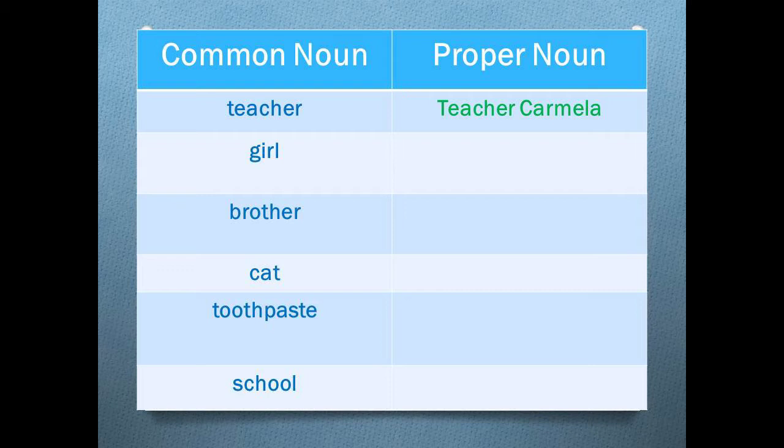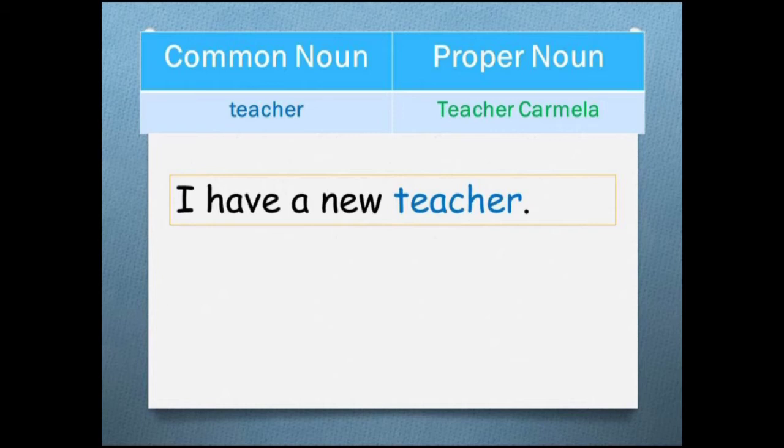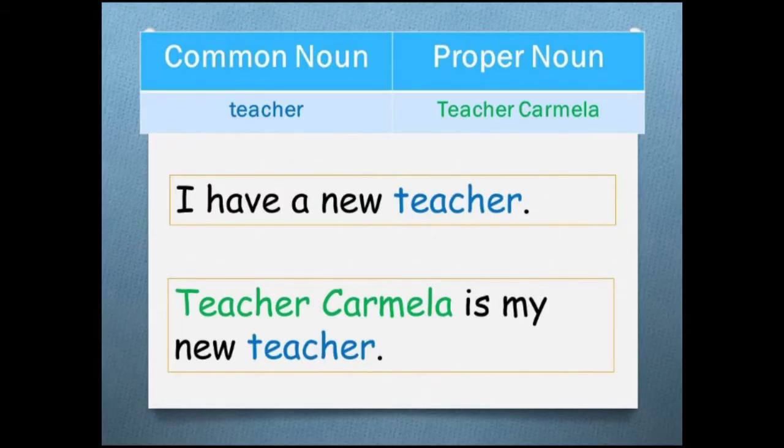Let's use these nouns in a sentence. I have a new teacher. The word teacher is a common noun. There are many teachers, right? Teacher Carmela is my new teacher. The name Teacher Carmela is a proper noun. It's a specific name of a teacher. Do you see the difference?